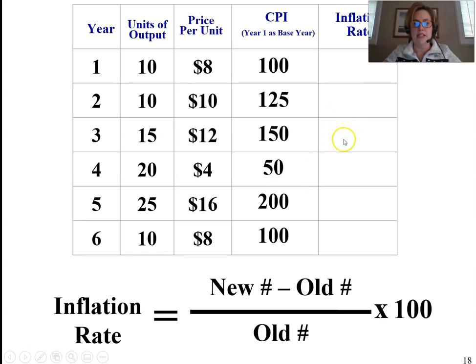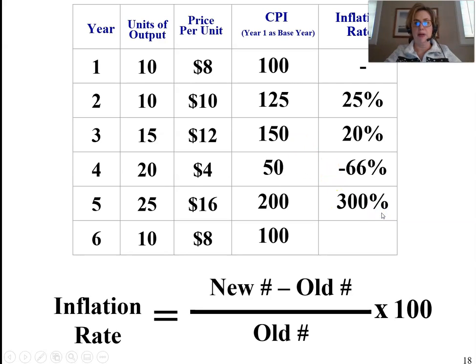Then your inflation rate, you take the new CPI minus the old, divided by the old. So here would be 25%, this is 20%, minus 66, 300%, and 50, minus 50.